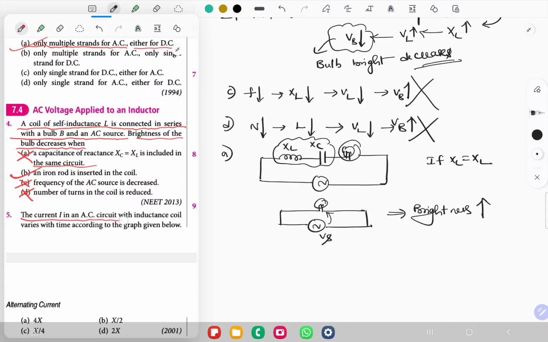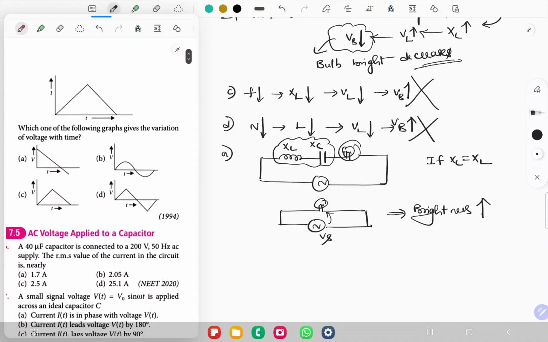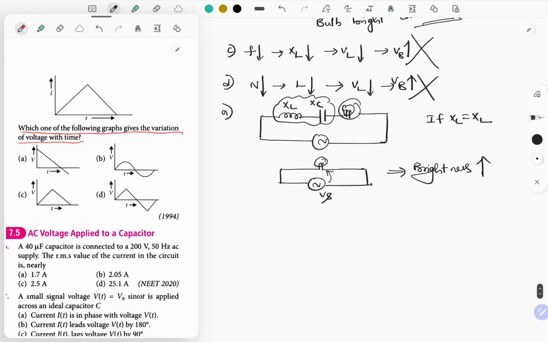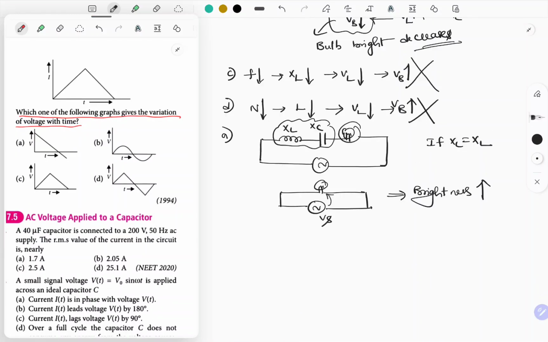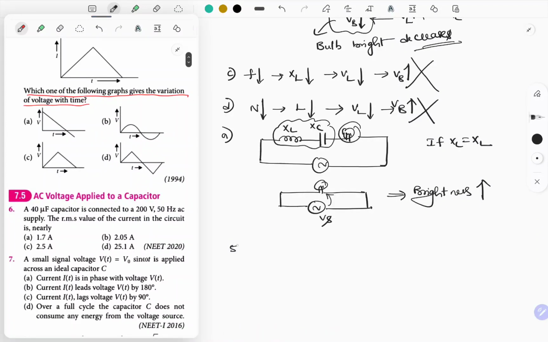The current I in an AC circuit with an inductance coil varies with time according to the graph given below. Which one of the following graphs gives the variation of voltage with time? We can answer this question with the help of the equation itself. What's the voltage across an inductor formula? VL is equal to minus L into di by dt, right? So this is the voltage across the inductor.